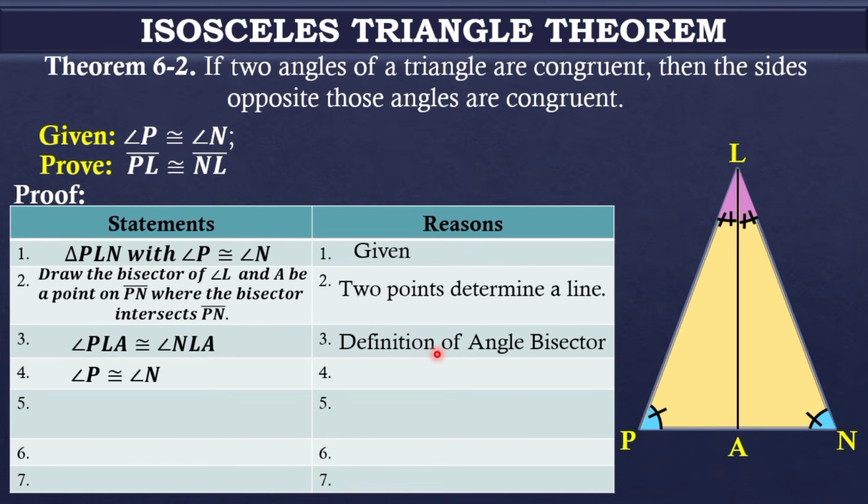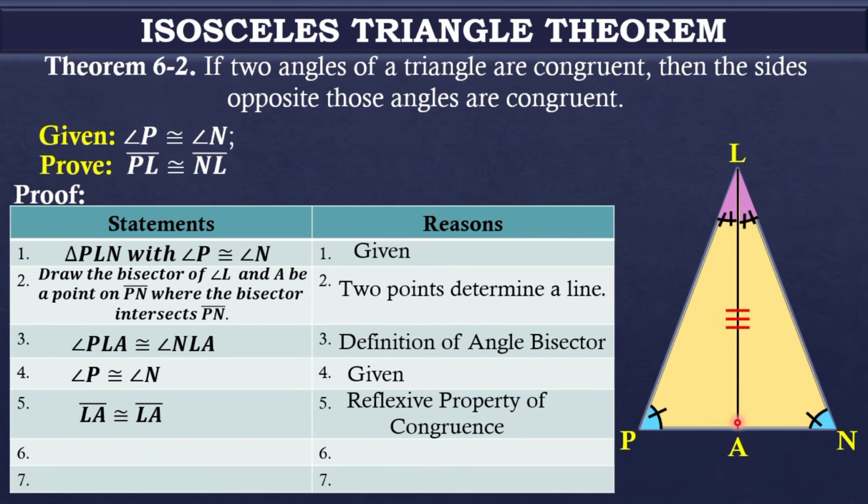Okay? Next. So, we have angle P is congruent to angle N. So, given siya. Now, from here, since meron tayong common side ng dalawang triangles natin, ibig sabihin, LA is congruent to segment LA, and that is by reflexive property of congruence. Now, from the given set of congruent parts, we have angle, angle, and side. So, triangle PLA is congruent to triangle NLA, and that is by AAS congruence theorem.